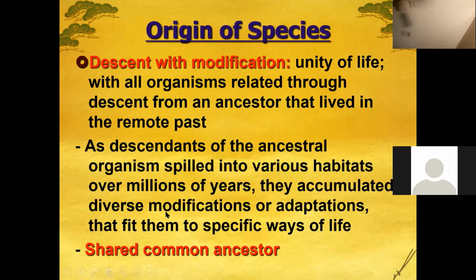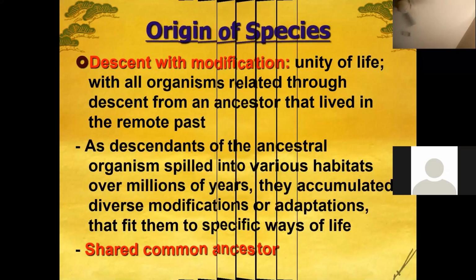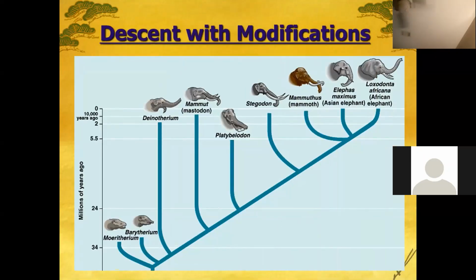So that's the idea people have an issue with, this shared common ancestor, that we're all related when it comes to living organisms. And here's an example of descent with modification. For example, right now, there are 2 species of elephants. We have the African elephant and we have the Asian elephant. But guys, we have found fossils, some ice fossils, some other molds and casts of elephants that existed in the past.